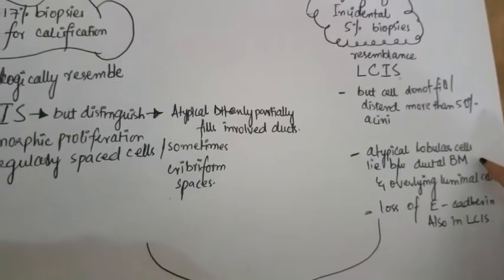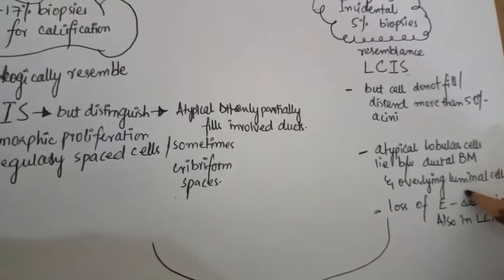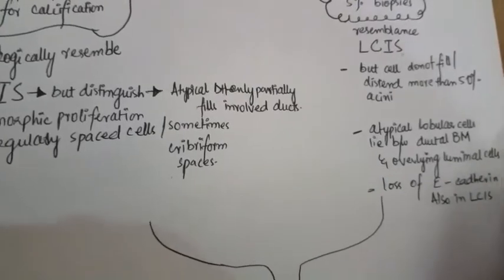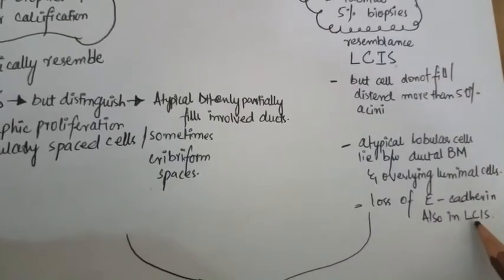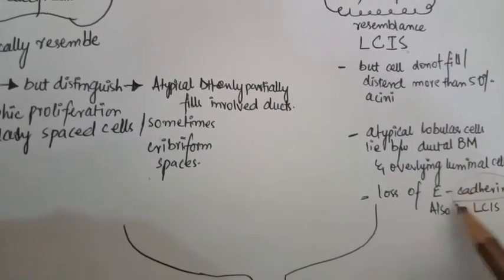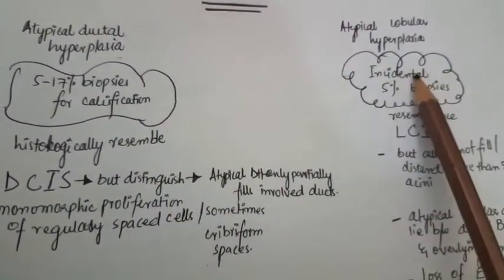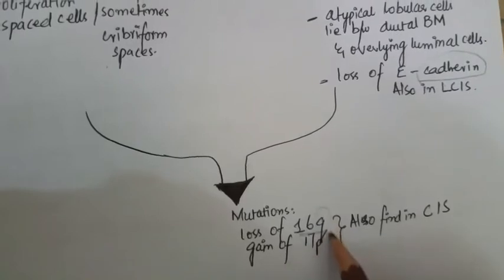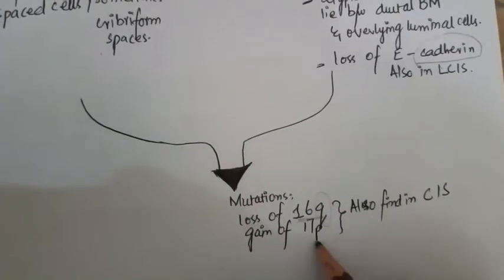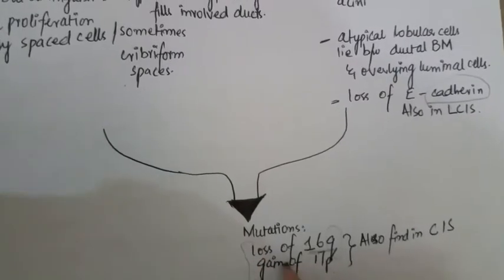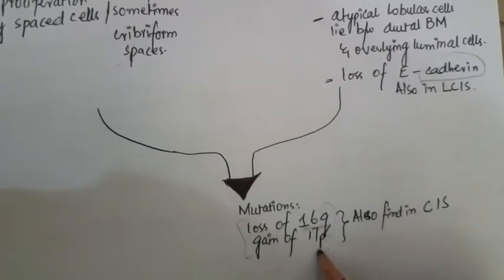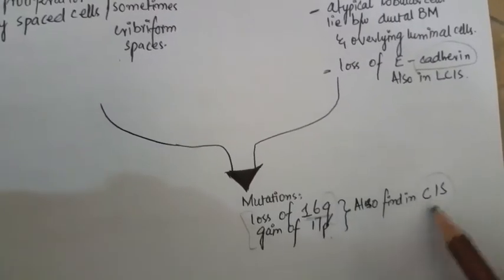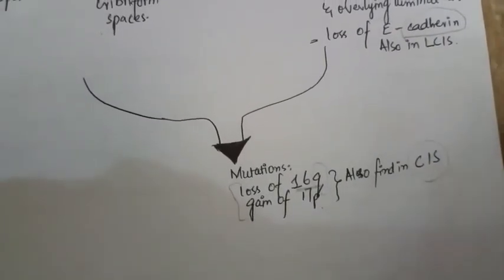In lobular hyperplasia, lobular cells lie between the ductal basement membrane and overlying luminal cells. The most common thing present in atypical lobular hyperplasia or LCIS is the loss of E-cadherin, which is an adhesive protein. Both atypical ductal hyperplasia and atypical lobular hyperplasia have mutation of chromosome 16q, which is the long arm of the chromosome, or the gain of 17p. These mutations, loss of 16q and gain of 17p, are also present in the carcinomas in situ of the ductal system and the lobular system.